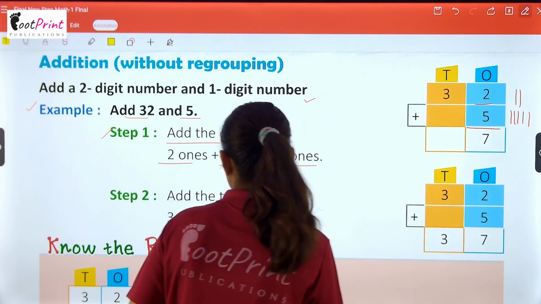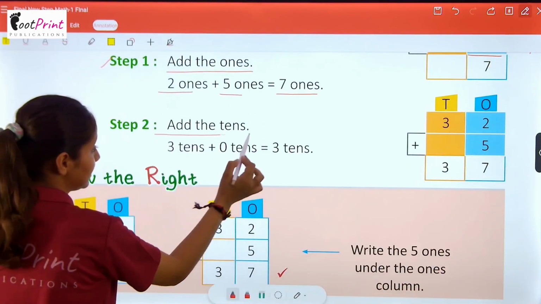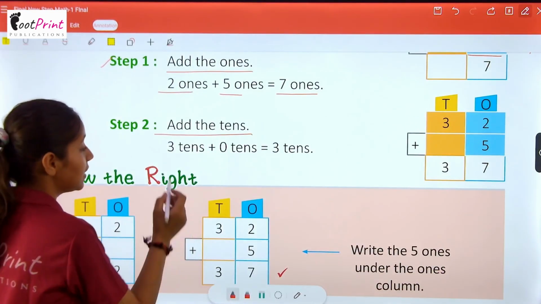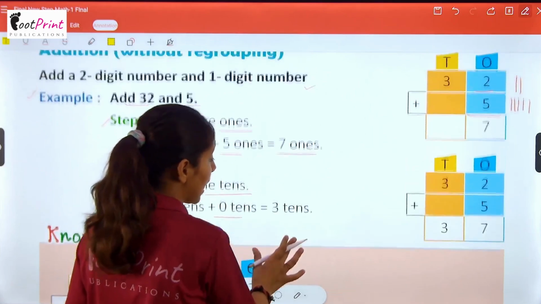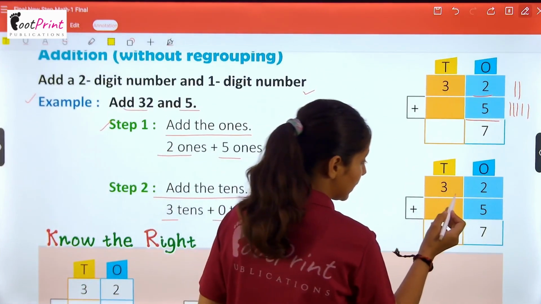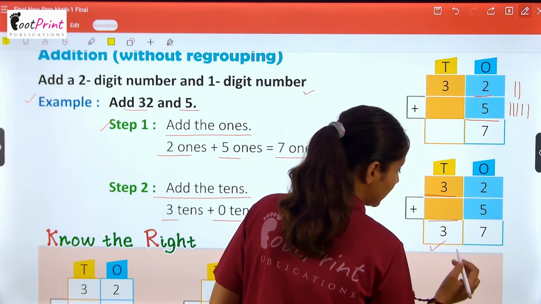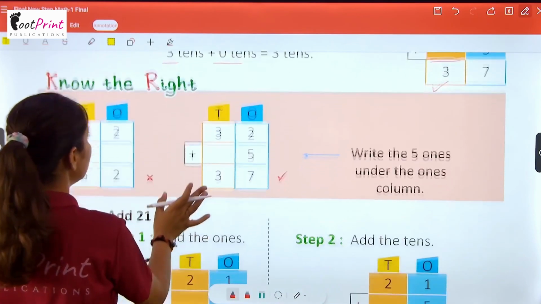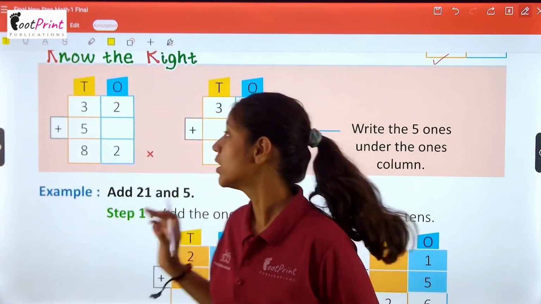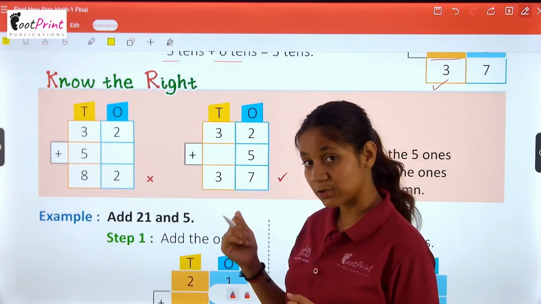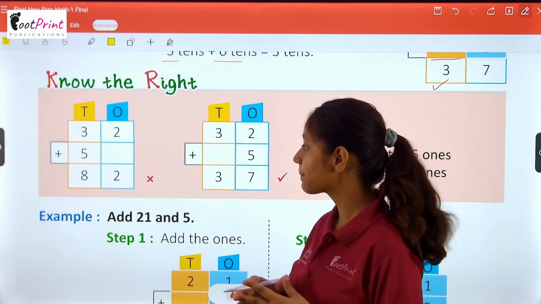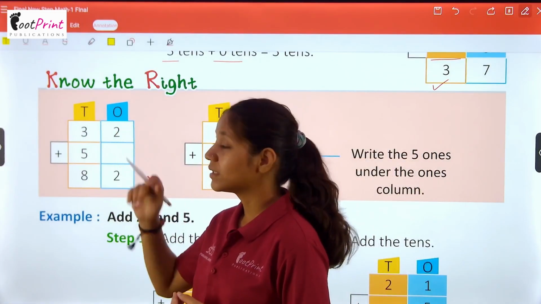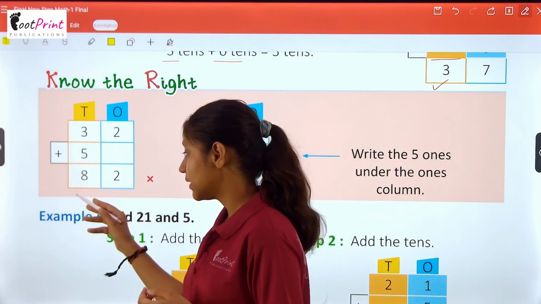Then step number 2 is adding the tens. Add the tens. 3 tens plus 0 tens are 3 tens. So 3 tens plus 0 are 3 tens, as completed here. अब आपको इसमें से सही वाला टिक मारना है. 32 plus 5 is 82.